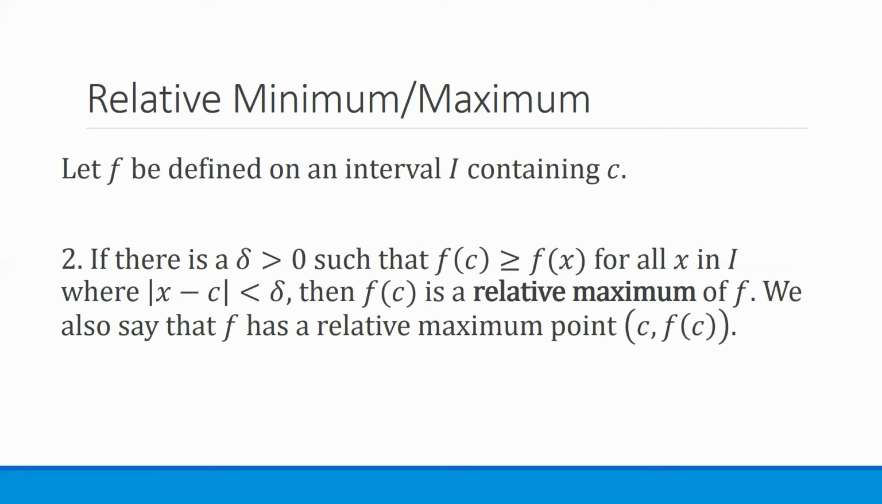However, the same thing holds for maximums. If we have a relative maximum, that means it's bigger than all of the other points around it. So a relative minimum is a point which is smaller than the points around it, and a relative maximum is bigger than the points around it.